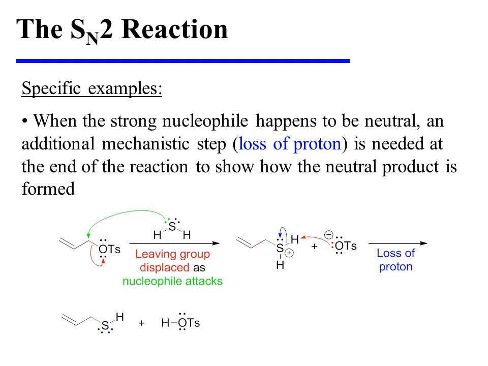As we mentioned earlier, when the strong nucleophile happens to be neutral, as it is here, an additional mechanistic step is needed at the end of the reaction. This step entails the loss of a proton from that nucleophile so as to neutralize the final product.